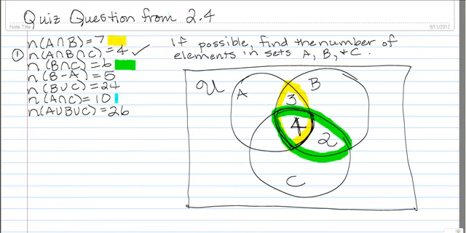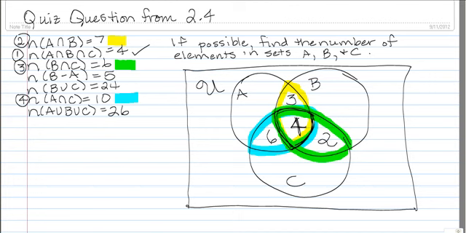A intersect C is the other one, so I kind of have to move down my list. And A intersect C is here. So we have 10. I already have 4, so that means I need 6 more. So basically we've done step 2, step 3, and step 4. So we start with the overlap of all 3, then the overlap of the circles in pairs.